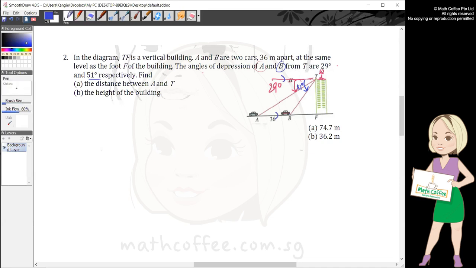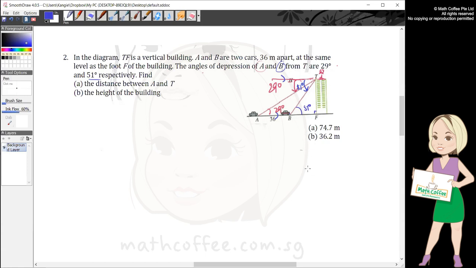So when I'm going to do parallel, it means that Z angles, this is also 29 degrees, and this is 51 degrees. And of course, the building and the floor is always 90 degrees. Okay, so now we already put in 29 and 51 correctly.